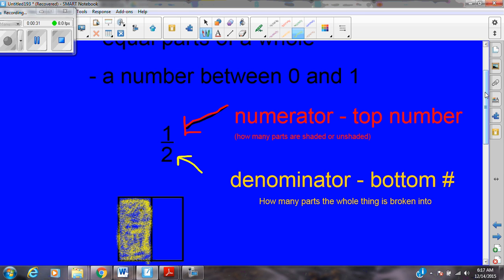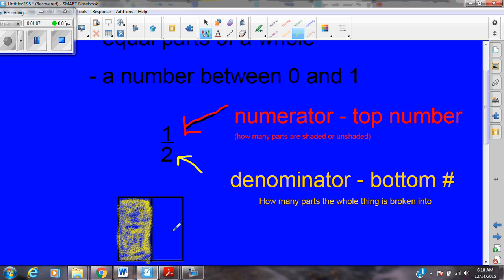In a fraction, you have two parts, two numbers that make it up. The top number, which is called the numerator, tells how many parts are shaded or how many parts are unshaded. And then you have the bottom number, which is called the denominator. The bottom number is one piece broken up, and the denominator tells you how many pieces the whole thing is broken up into.